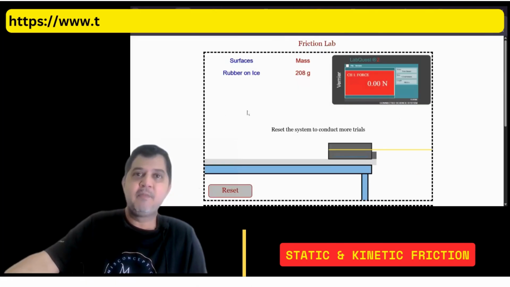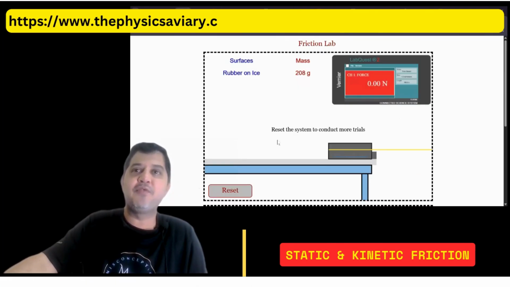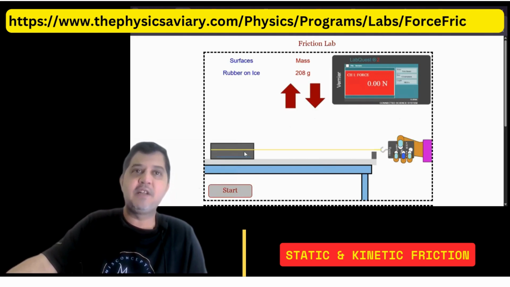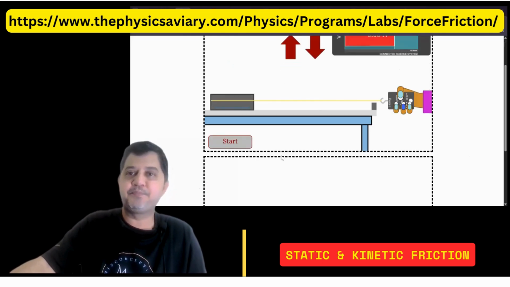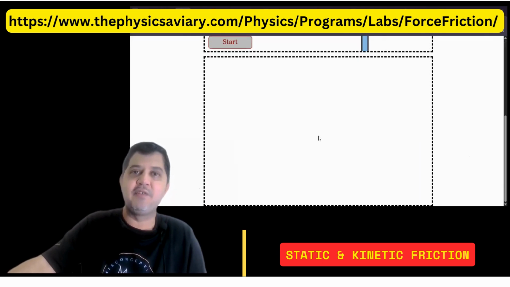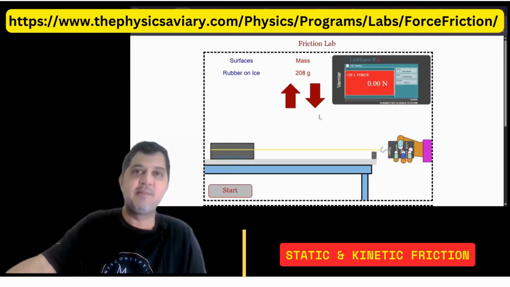Next, shown here is a friction lab. Now I'll reset this. There is an object over here, and it says the surfaces are rubber on ice. There's a rubber and there's an ice surface, and the mass has been given over here. There's also a graph given here. Now I can increase the mass, I can decrease the mass, whatever I want. Let me decrease it initially, make it 144 grams.